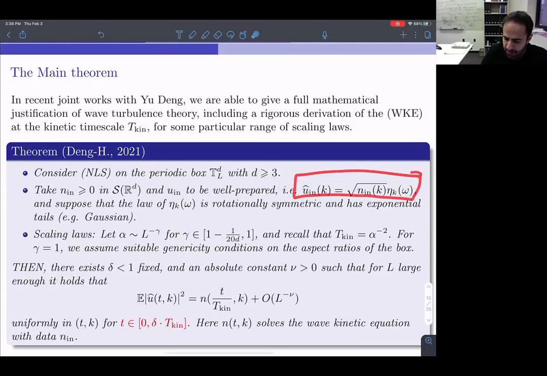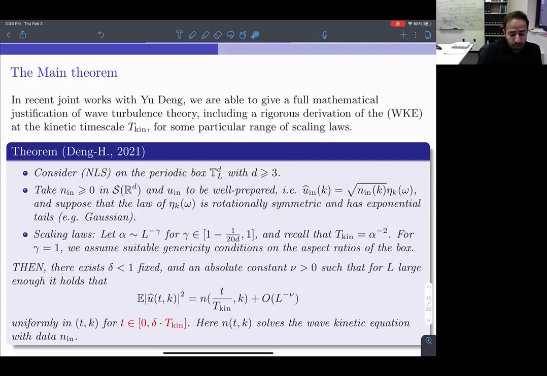So its modulus is given by the square root of n initial, and then we randomize by eta sub k, and those eta sub k are IID random variables. On a first reading, you can think of those eta sub k as being Gaussian, but the theorem is much more general than that. The only requirement is that their law is rotationally symmetric and has exponential tails.